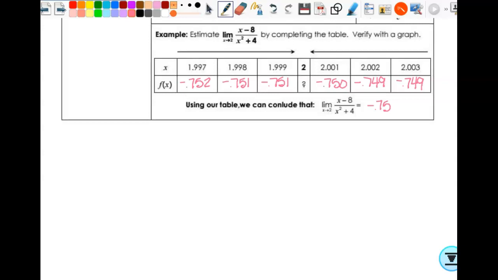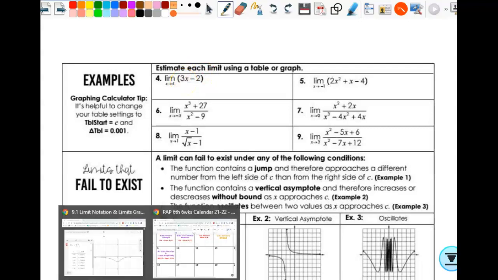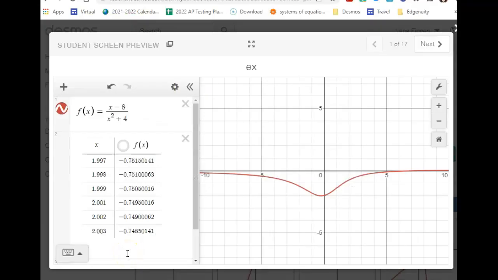All right, let's look at some graphs. So we're going to estimate each limit using a table or a graph, and we're going to look at the graphs more than anything. So the limit as x approaches 4 of 3x minus 2. Oh, this is the graph of the first one that we did, where you can see that the table was approaching 0.75. They just had the bigger numbers on there I was going to show you.